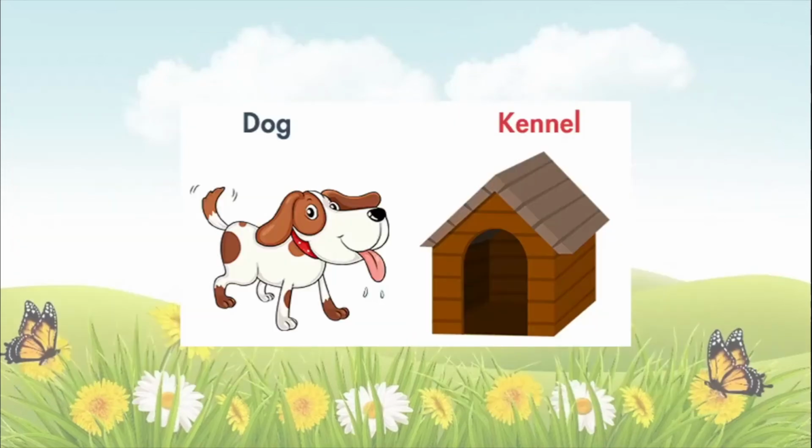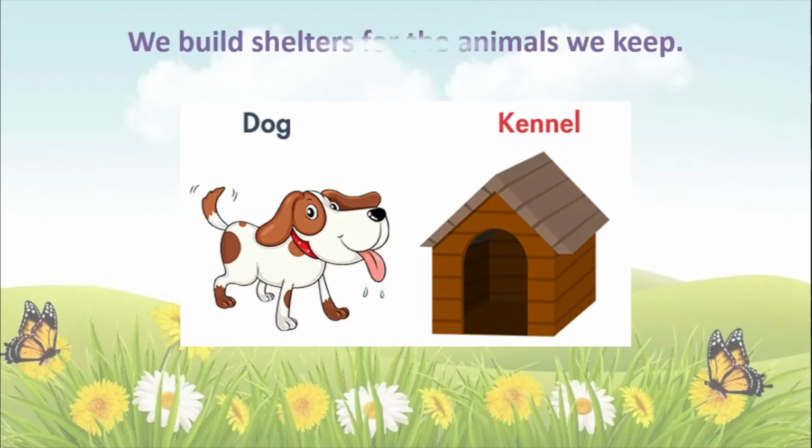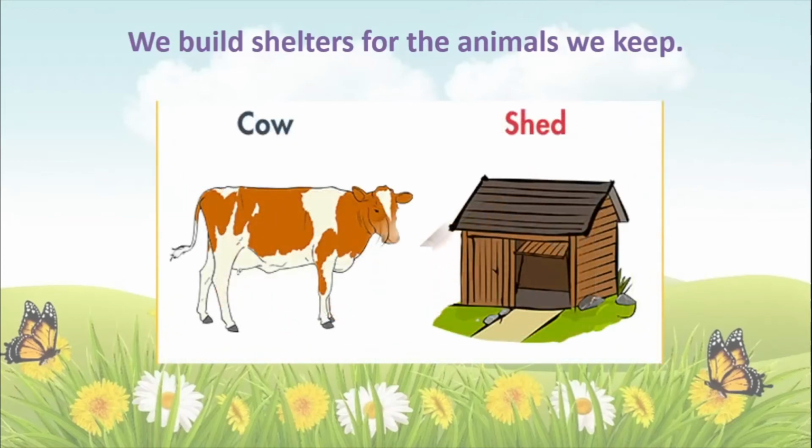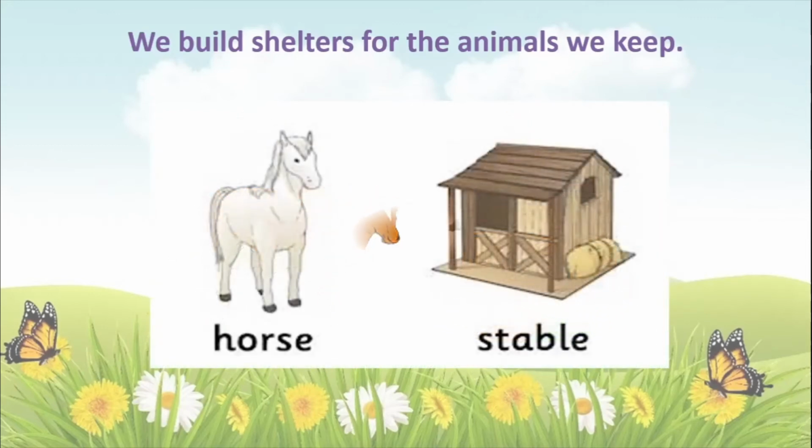Now children, we also build shelters for the animals that we keep. For example, we make a kennel for a dog. We make sheds for the cows that we have. Here in cities, we do not have cows. We do not have space for the cows. But children who live in the villages might see that they have cow sheds at home with cows, buffaloes, etc. And we also build stables for the horses to live in. So whichever animals we keep, we make shelters for them.